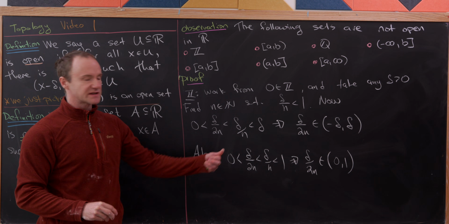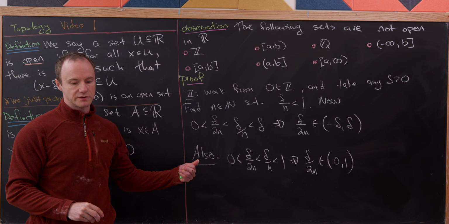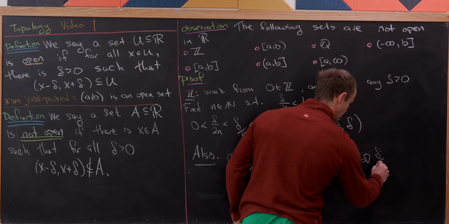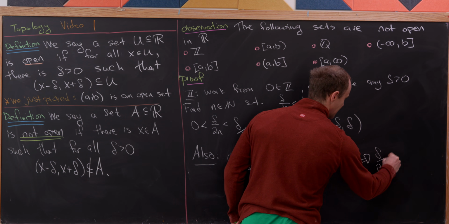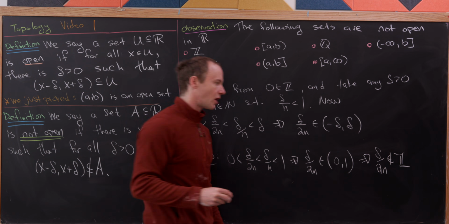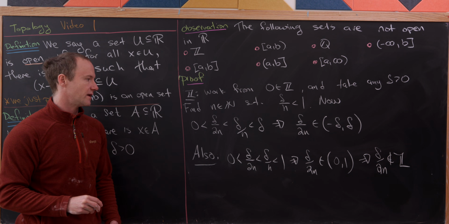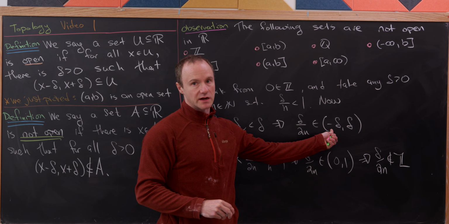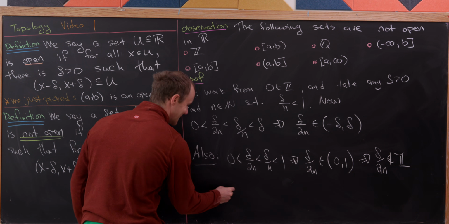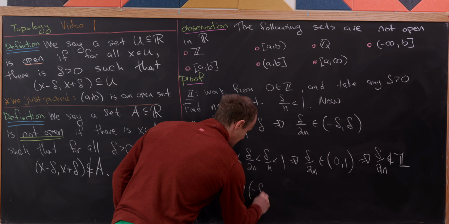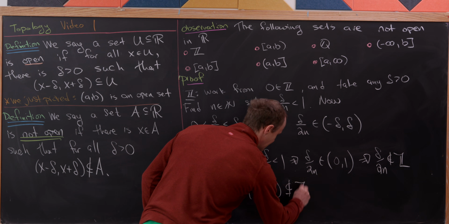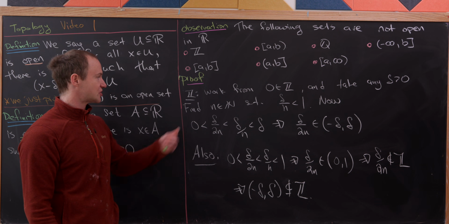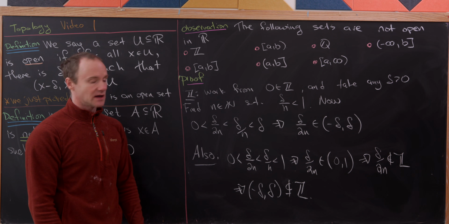But notice that if it's on the interval from 0 to 1, not including 0 and not including 1, what that tells us is that delta over 2 times n cannot be an integer, because there are no integers between 0 and 1. So we've got our delta over 2 times n is in our interval and it's not an integer. But what that means is that our interval cannot be a subset of the integers. But there we've done it. We've done the condition that Z is not an open set.